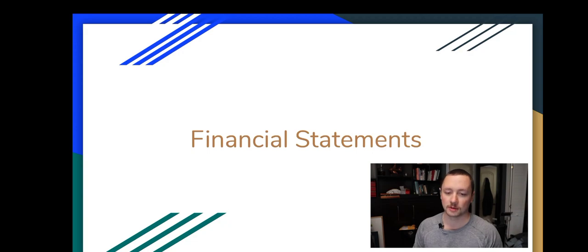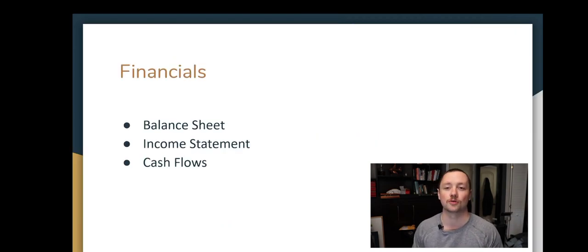So financial statements. When I talk about financials, the three documents I'm talking about are your balance sheet, your income statement, and your cash flows. Those are basically the nuts and bolts of your business. That's what everything gets summed up to: how much money did you make, how much cash is in the bank, and what does your balance sheet look like? These are the numbers that make up your business.